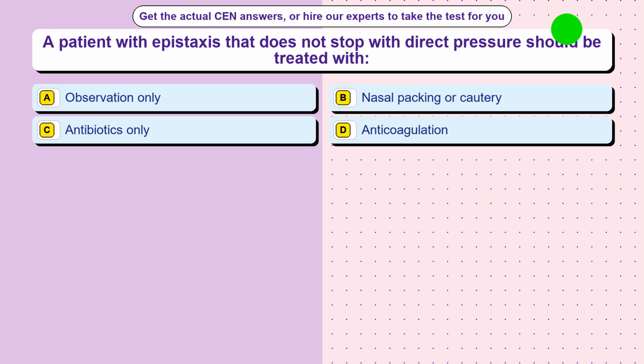Question 34. A patient with epistaxis that does not stop with direct pressure should be treated with: Option A, observation only. Option B, nasal packing or cautery. Option C, antibiotics only. Option D, anticoagulation.